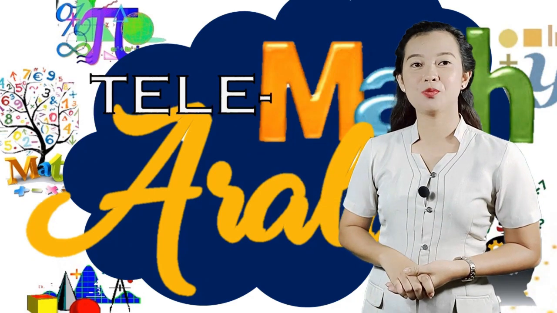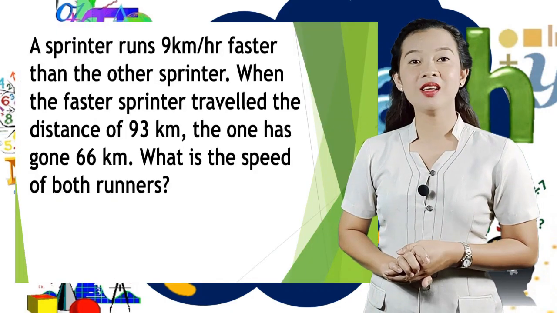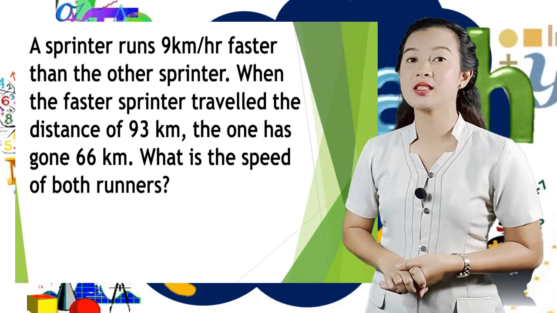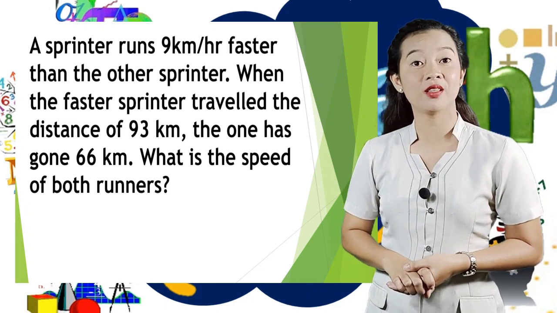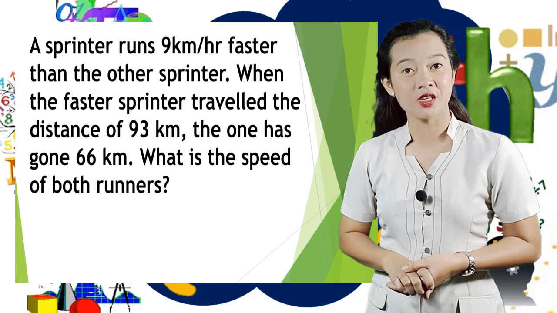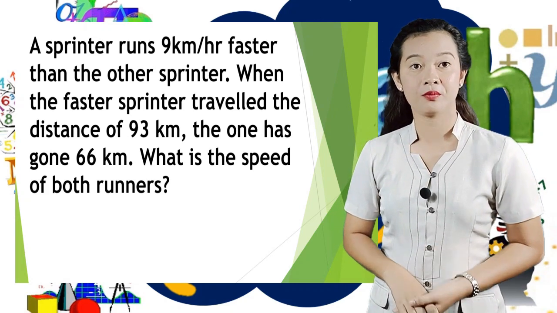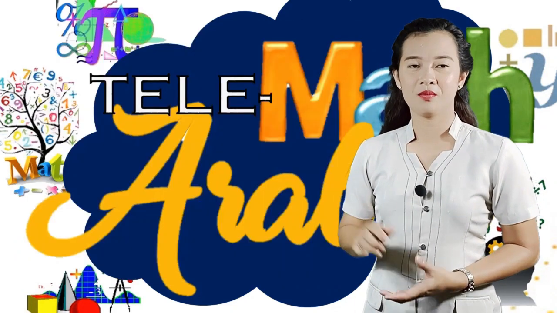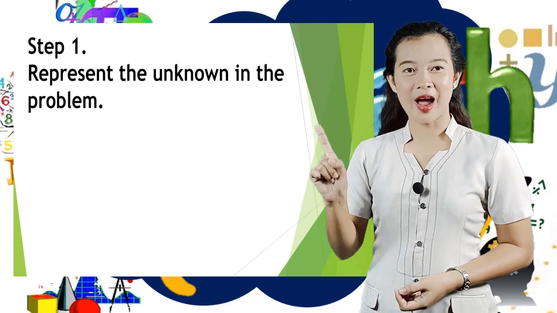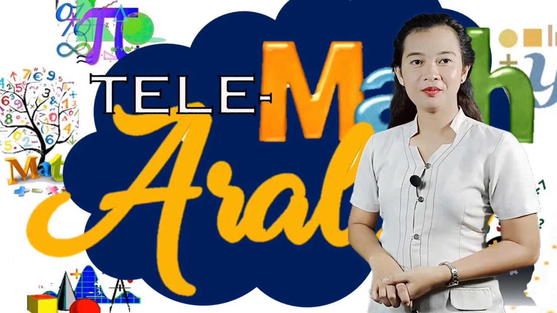Let's have this problem. A sprinter runs 9 kilometers per hour faster than the other sprinter. When the faster sprinter traveled the distance of 93 kilometers, the other has gone 66 kilometers. What is the speed of both runners? Let's have step 1. Represent the unknown in the problem.